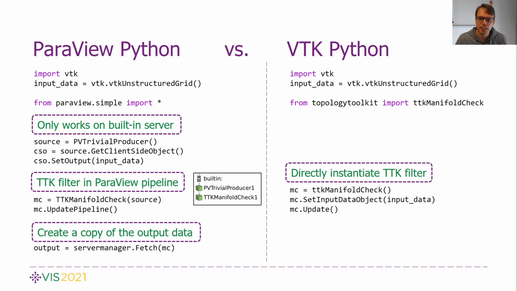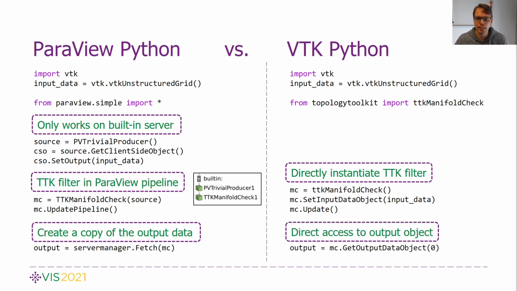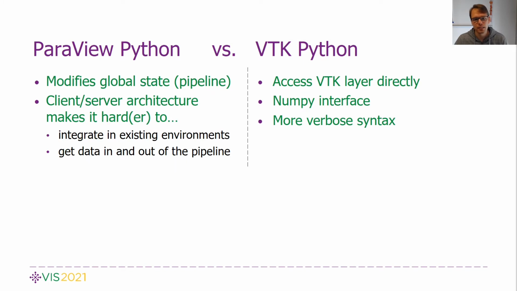If we are using the VTK Python interface, on the other hand, we have direct access to the underlying VTK filters, and we can directly set our input data object and get our output data object back. So to summarize, the ParaView Python interface modifies some global state, which is the ParaView pipeline, and it operates on the client-server architecture. The VTK Python interface, on the other hand, directly accesses the VTK objects and comes thus with a more verbose syntax. It also provides a NumPy interface that I'm going to talk about later.